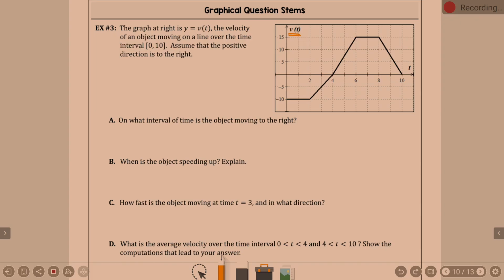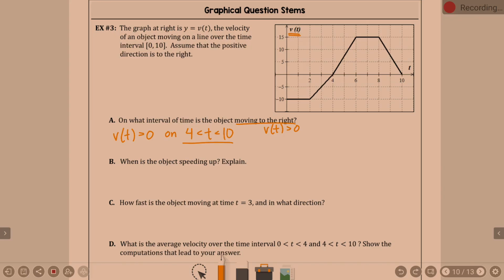So the graph on the right is y equals v of t, the velocity of an object moving on a line over the time interval 0 to 10. Assume that the positive direction is to the right. So, on what interval of time is the object moving to the right? 4 to 10. Because when velocity is positive, right? When v of t is greater than 0, so v of t is greater than 0 on the interval 4 less than t less than 10.